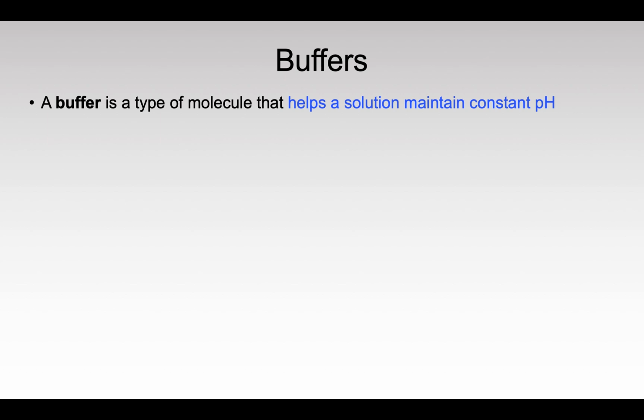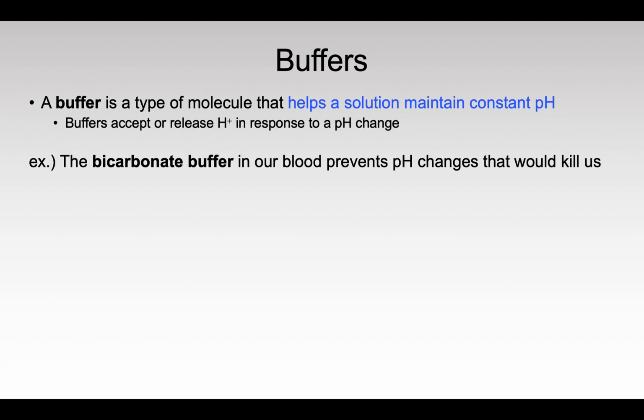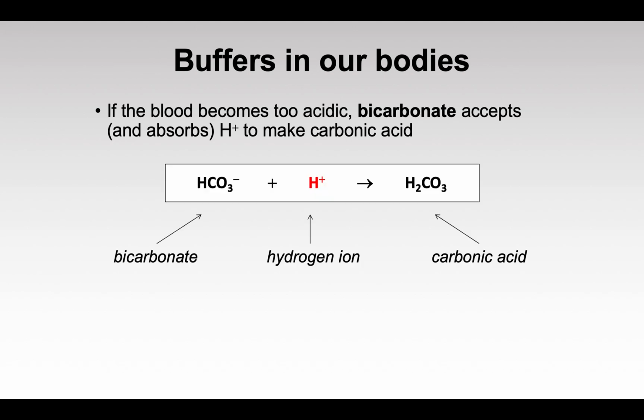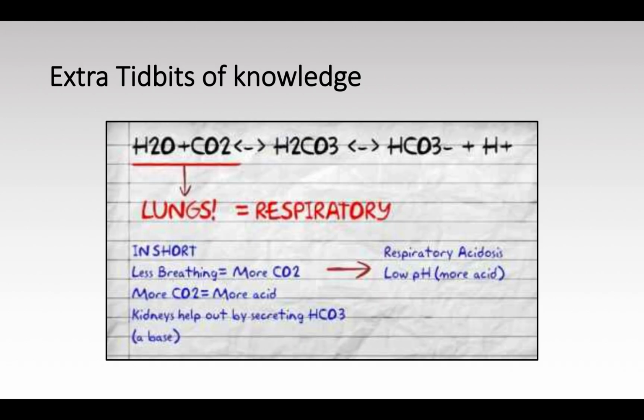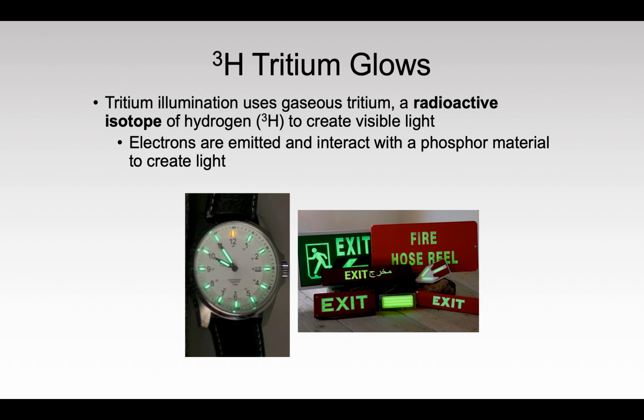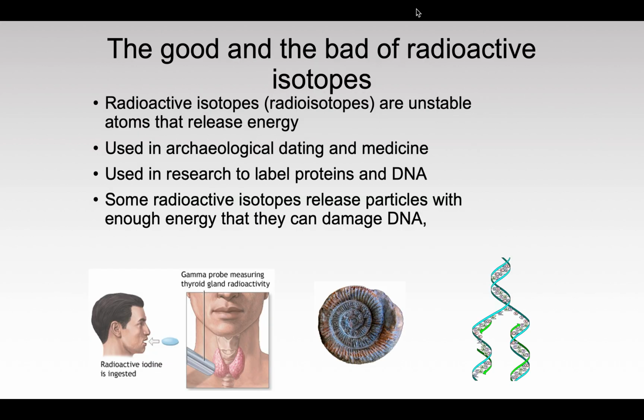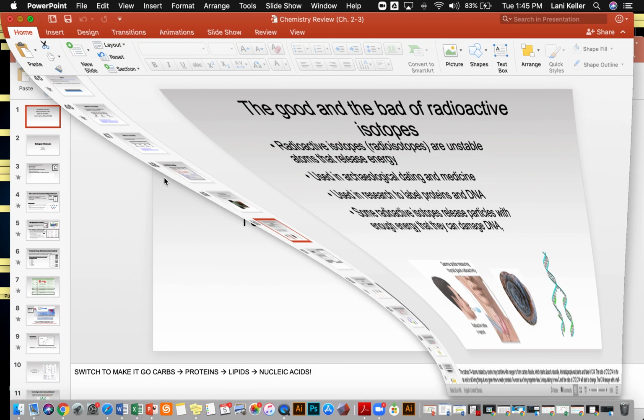Buffers help maintain a constant pH. And this is very, very important in our blood system and for any protein that you're dealing with. So if you're studying a protein in lab, you need to have it in a buffer so that its pH does not change, which would cause a denaturation. All right. And I'm going to switch to the next one now.